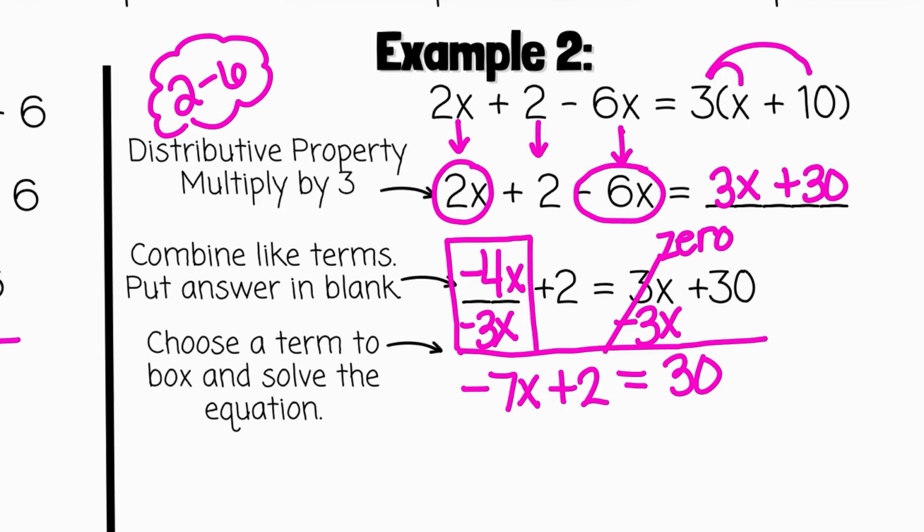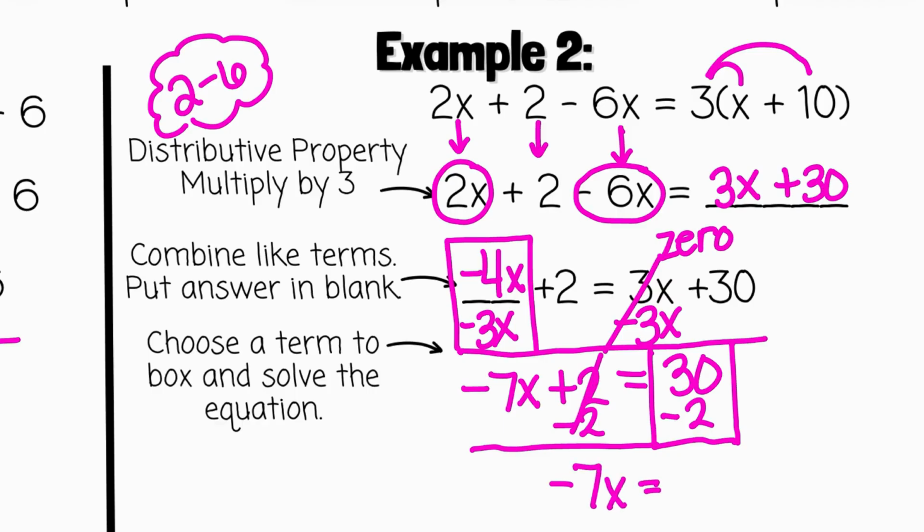Okay, from here, you don't get to choose which one to box this time. You have to box the 30. And the reason is because that term is by itself. All right, that's a plain number. So I move the 2, the other plain number. And the inverse of plus 2 would be minus 2. So negative 7x equals 28.